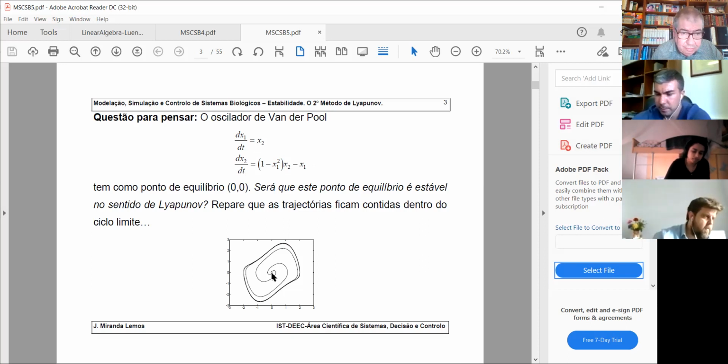And you know that if you do not start at the origin, you will stay bounded because you will never leave this encirclement. It's a so-called limit cycle. You will never go outside. Okay. Now my question is: is the origin a stable equilibrium point?